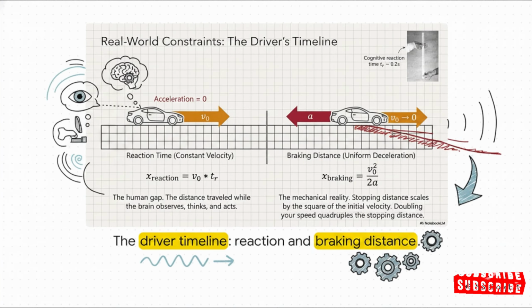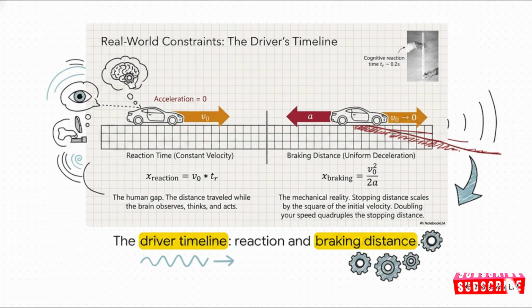Finally, let's bring it all home with Section 5, Real-World Driving Math. Let's look at the timeline of a driver spotting a hazard and trying to stop. It is really broken into two distinct phases. First, you have the human gap. This is your cognitive reaction time. It literally takes about 0.2 seconds for your brain to observe the hazard and physically tell your foot to hit the pedal. During that tiny window, your acceleration is 0.